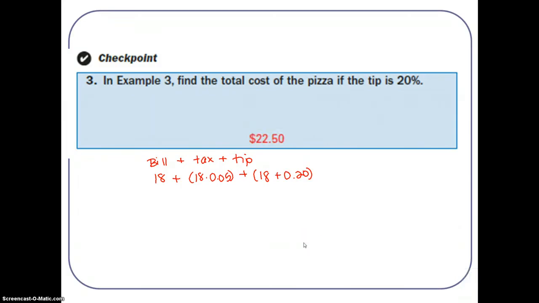You have $22.50 as the total cost of the bill.